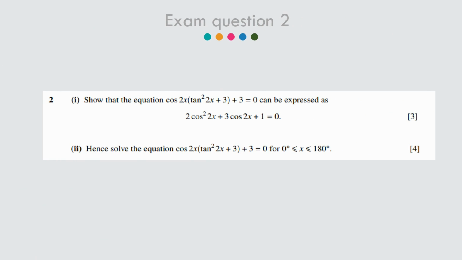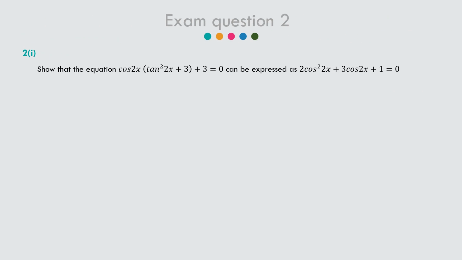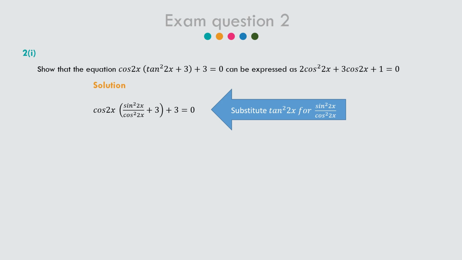Here is another exam question. Let's begin. In the first part of this question, it asks us to show that the equation cos 2x multiplied by (tan squared 2x plus 3) equals 0 can be expressed as 2 cos squared 2x plus 3 cos 2x plus 1 equals 0. We are going to substitute tan squared 2x for sine squared 2x divided by cos squared 2x.